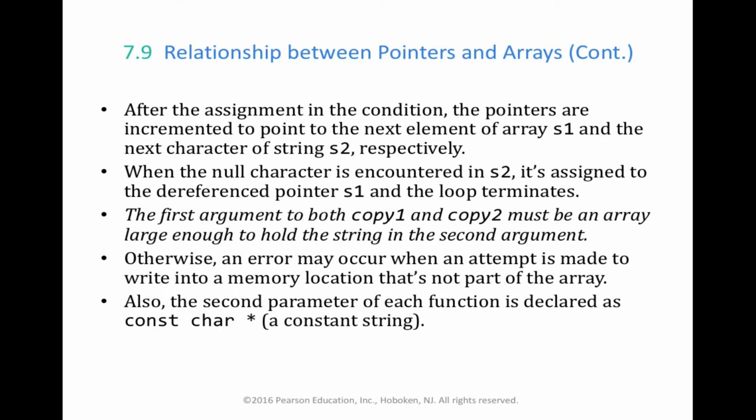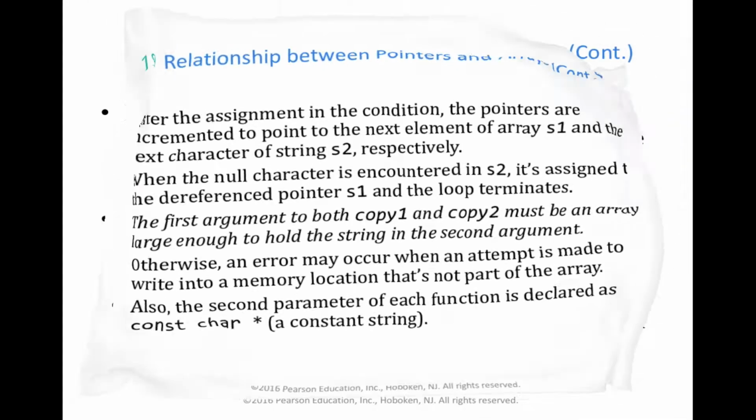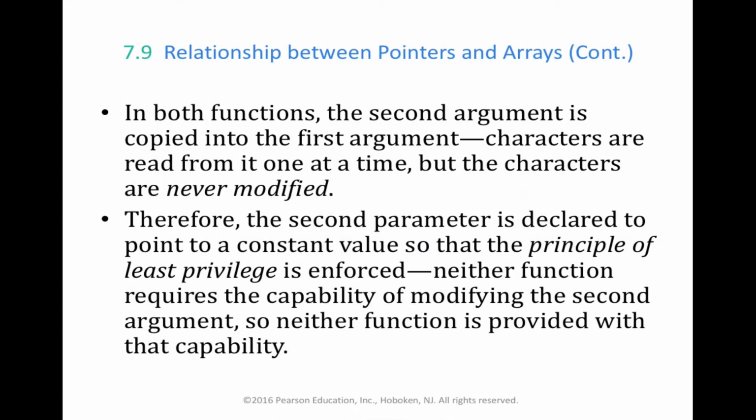The first argument to both copy 1 and copy 2 must be an array large enough to hold the second string, or the second argument. Otherwise, we're going to get an error if we run off the edge of the array. Also, the second parameter of each function is declared as a constant, a pointer to a constant string. Again, that's because we are not modifying. That second argument is copied to the first. The characters are read one at a time, but the characters are never modified.